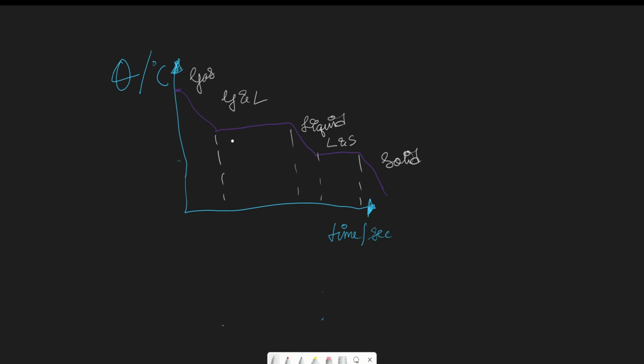When it turns from gas to liquid, it's called the condensation point. Okay, this is the condensation point, and this is the freezing point. You cannot write boiling or melting. It is the freezing and condensation point in a cooling curve. Here potential energy is being lost. Here kinetic energy is lost. Potential energy is lost. Kinetic energy is lost.